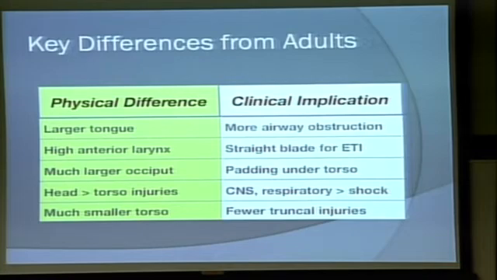High anterior larynx. That makes intubation harder. It suggests a straight blade. Big occiput, so they need padding under the torso, especially for infants.